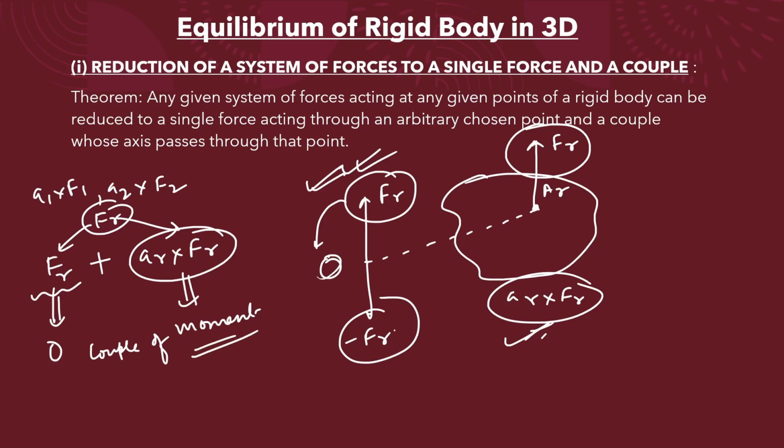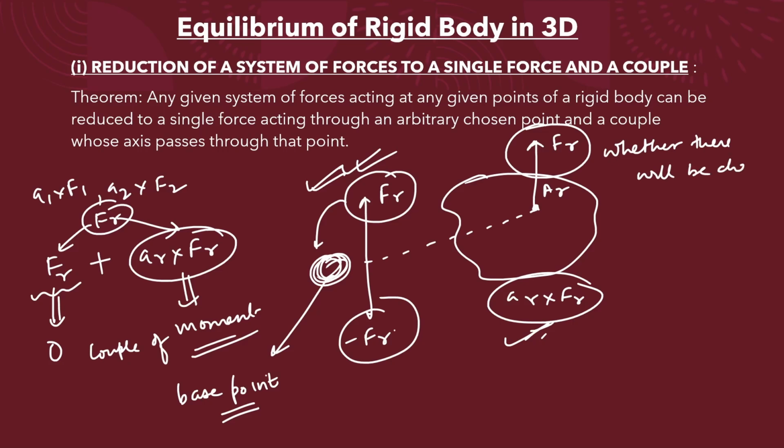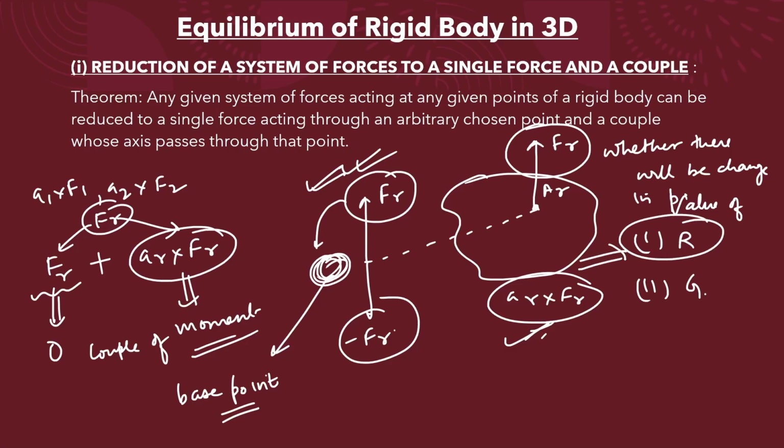Okay, so this point, that is O, we have referred to as the base point. The question that arises here is, if we change the position of the base point, will there be a change in the value of the first one, R, and the second one, G? The answer is, on changing the position of the base point, there is no change in the value of the resultant, rather there will be a change in the value of the couple of moments.